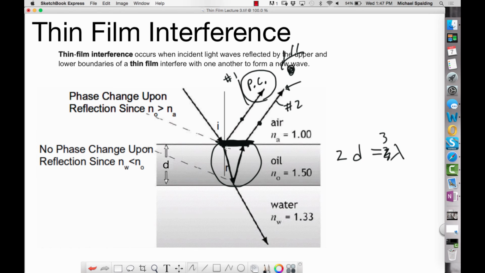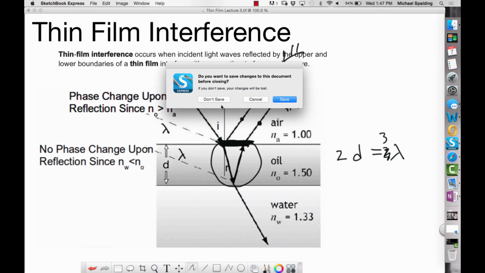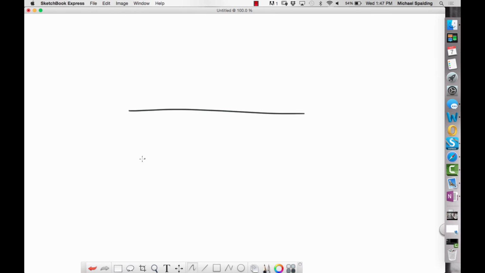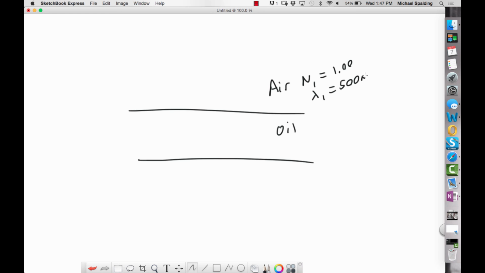Okay? Now, the final thing to realize is that the wavelength in air and the wavelength in oil, is it the same wavelength? It is not the same wavelength. So let's talk about how you can find wavelength out. I want to derive that equation for you. So say we have air and oil. So air we'll call N1, and that's 1.00. And then the wavelength in air we'll say is like 500 nanometers.